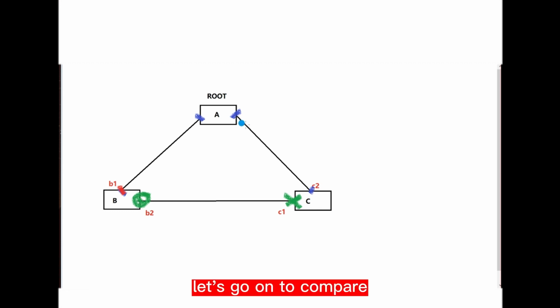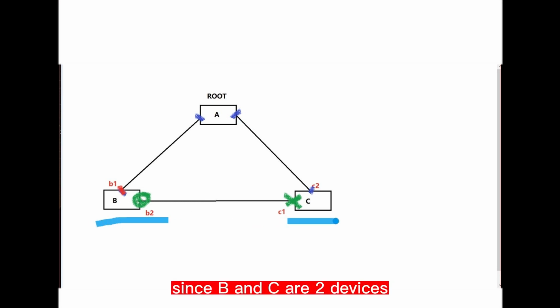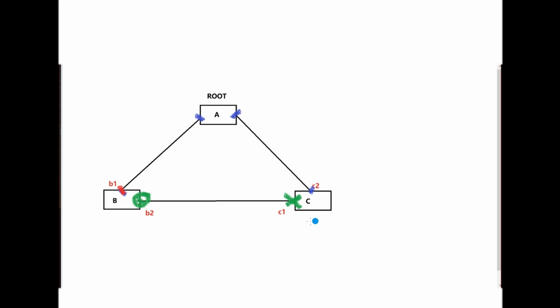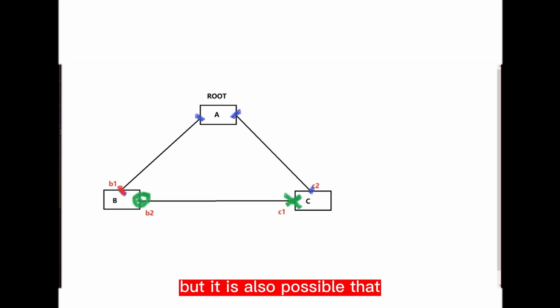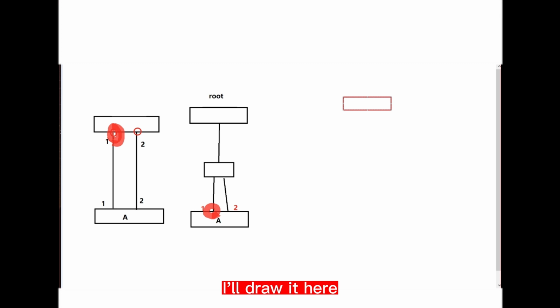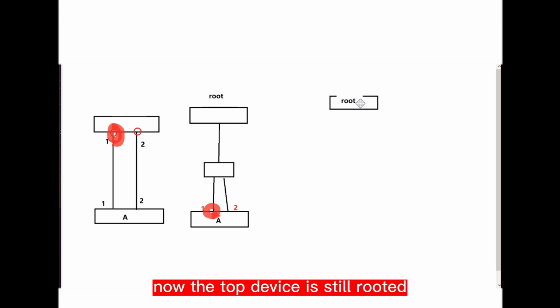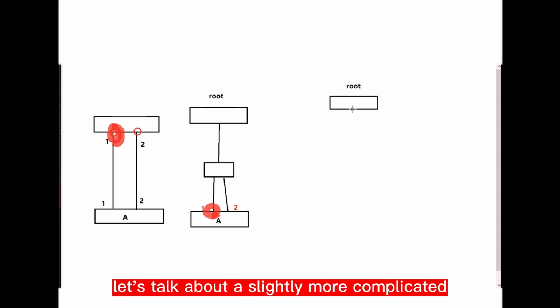Okay. Let's go on to compare. For this picture, since B and C are two devices, comparing the bridge ID will definitely be able to decide. But it is also possible that after comparing your own bridge ID, you still cannot decide. I'll draw it here. For example, now the top device is still the root. Now down here I draw more equipment. Let's talk about a slightly more complicated case.